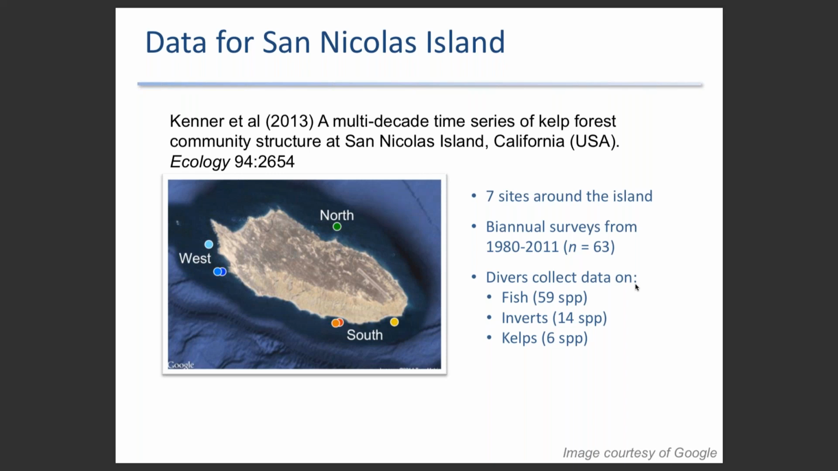Twice a year, they go out from 1980 to present. This only reported through 2011, but they're continuing to do it, and they've collected a whole bunch of data. So like I mentioned, there's almost 80 species here. We've narrowed this list down to like 15.